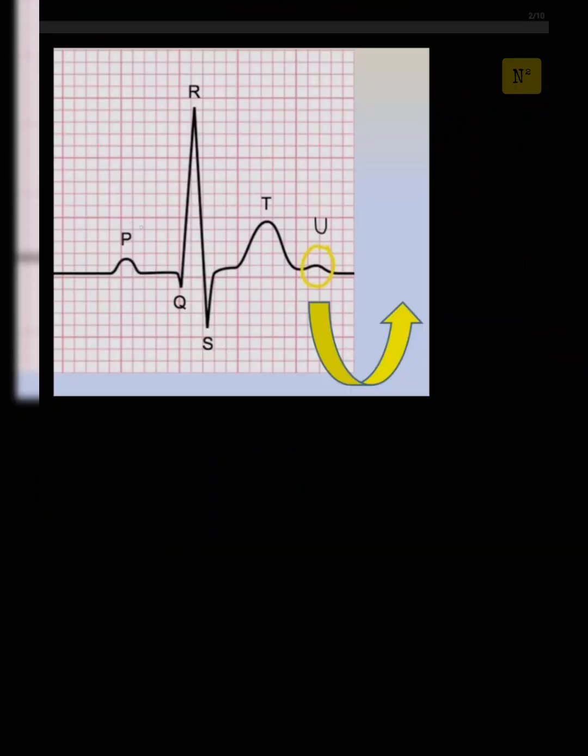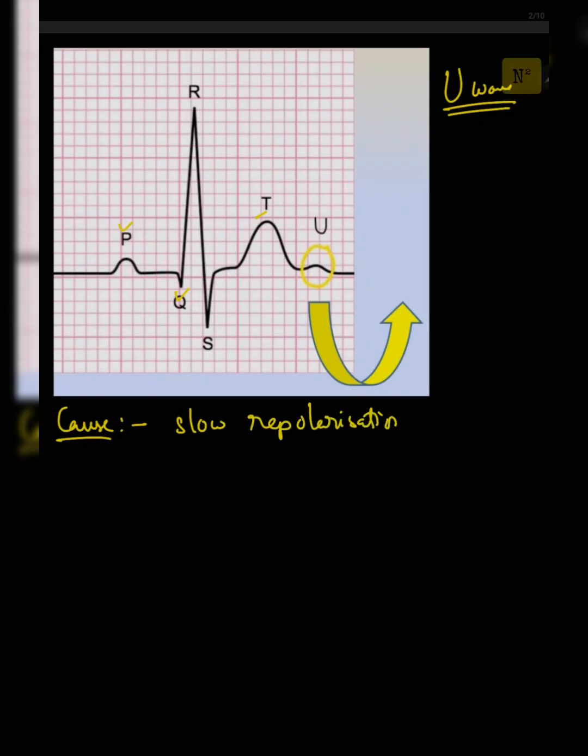Now apart from the normal PQRS complex and T wave, we also get in certain conditions some trivial waves like the U wave. Now this wave is called the U wave. That's a small positive wave. Now the cause of this wave is slow repolarization of papillary muscles. So there is a muscle called the papillary muscle which is attaching the cusps.